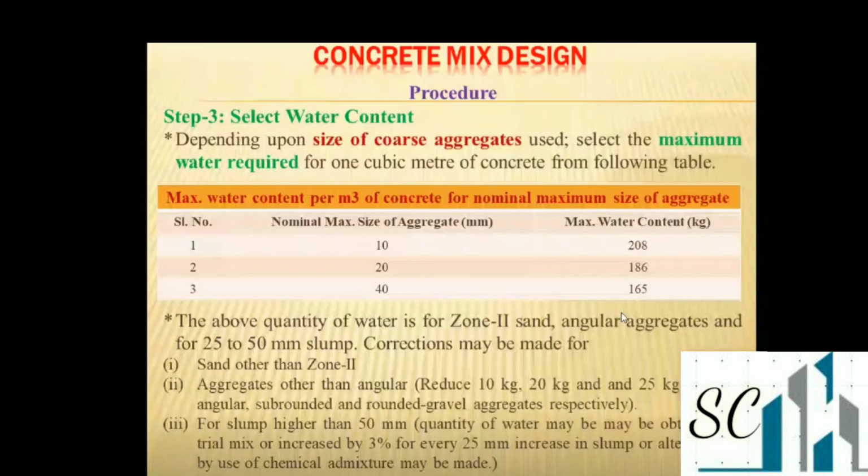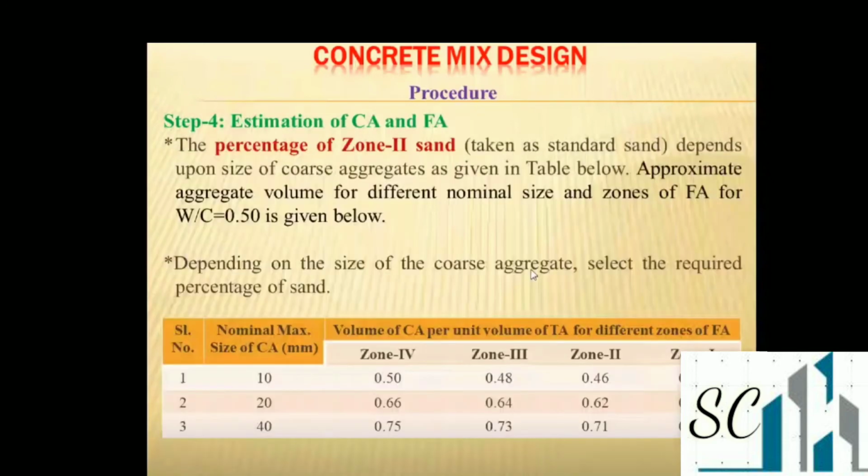If the sand is other than zone 2, then we have to make some corrections, and for aggregates other than angular, we have to reduce 10 kg, 20 kg and 25 kg for subangular, sub-rounded and rounded gravel aggregates respectively. If the slump is higher than 50, then also we need to make some corrections, either by increasing the water content by 3% for every 25 increase in slump, or by use of chemical admixtures.